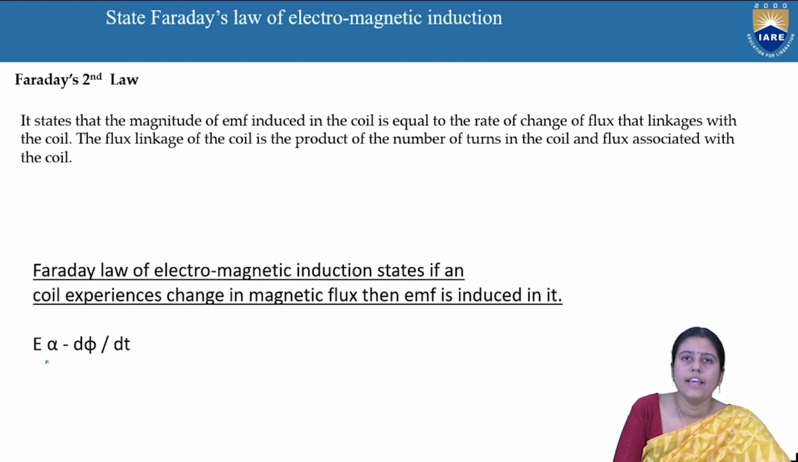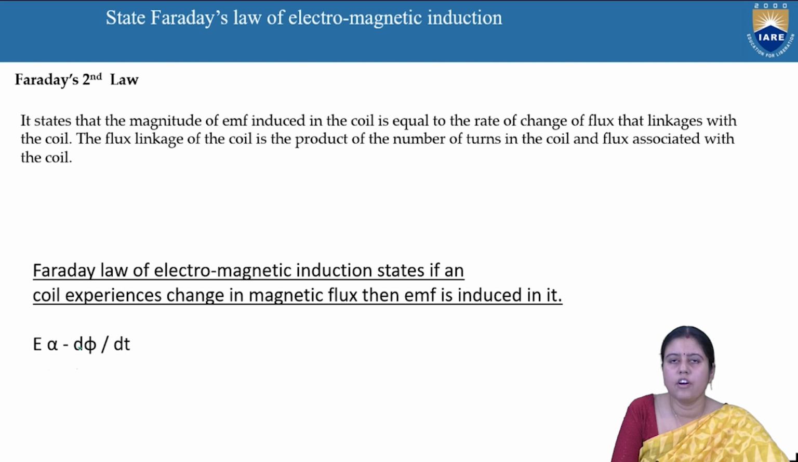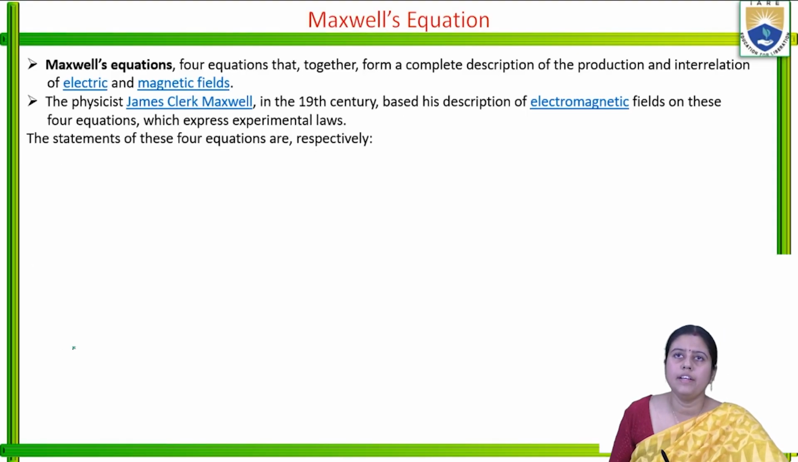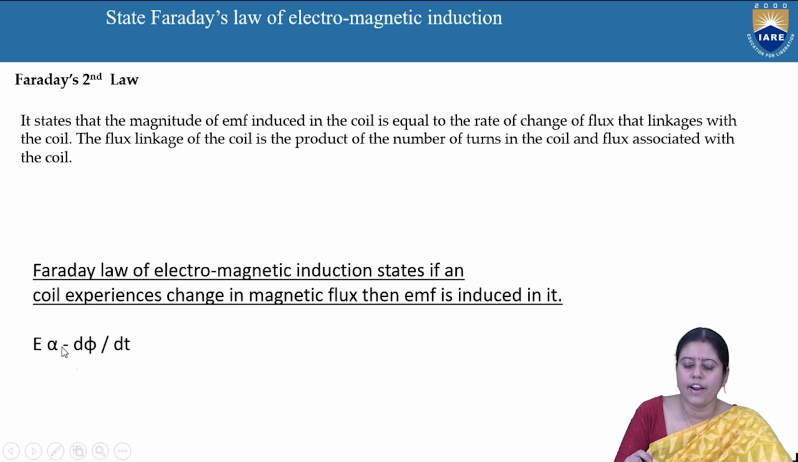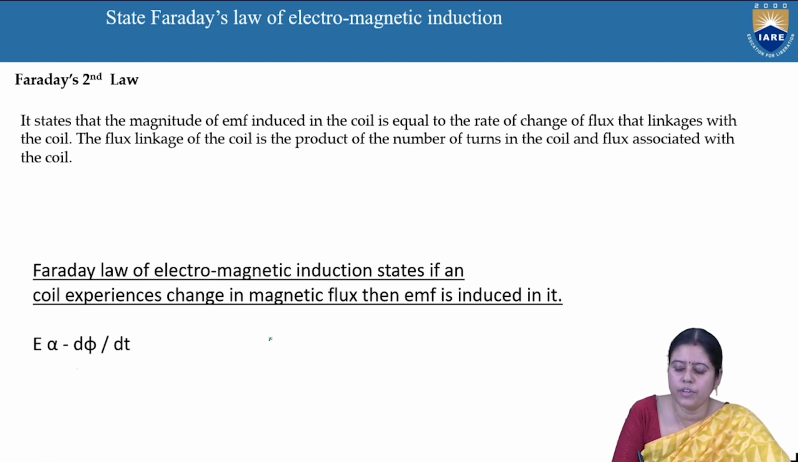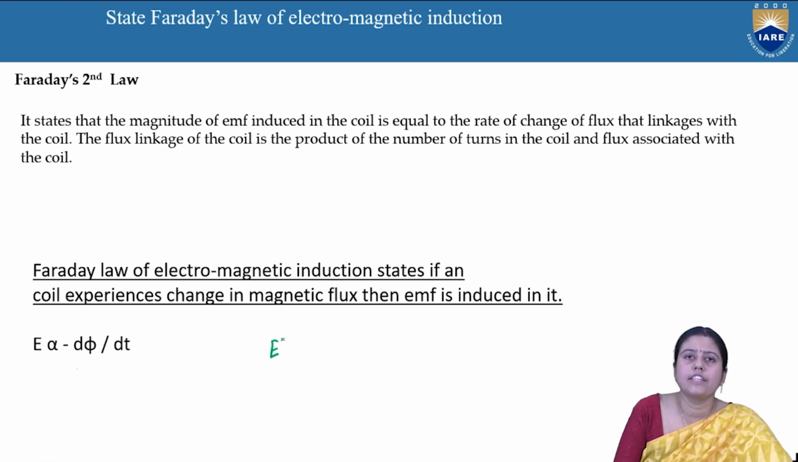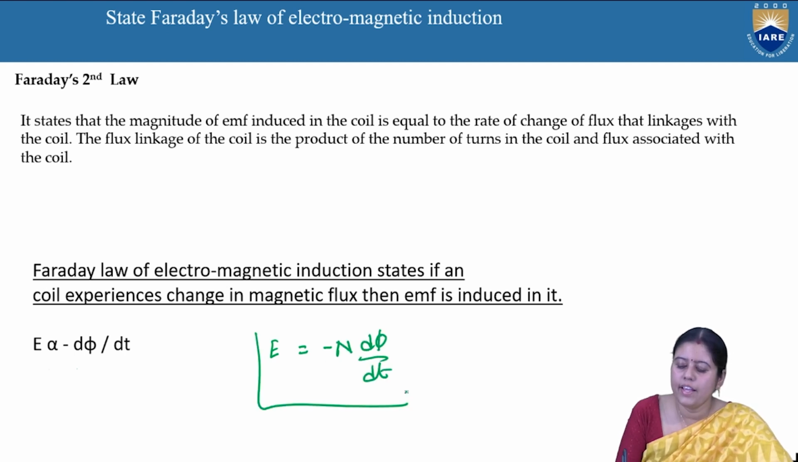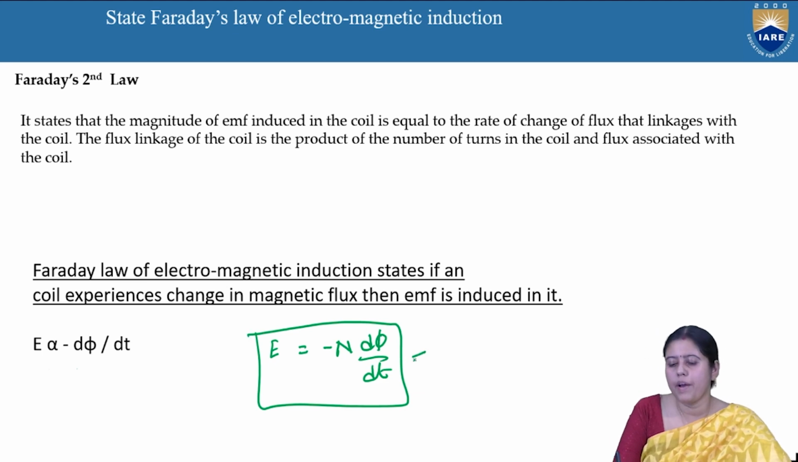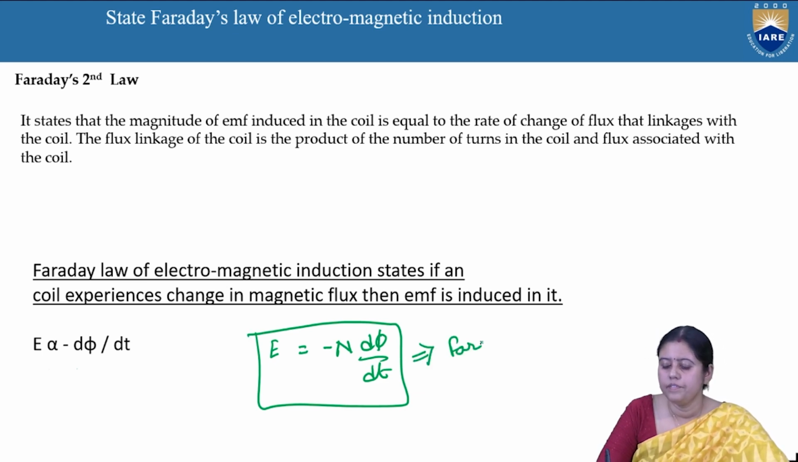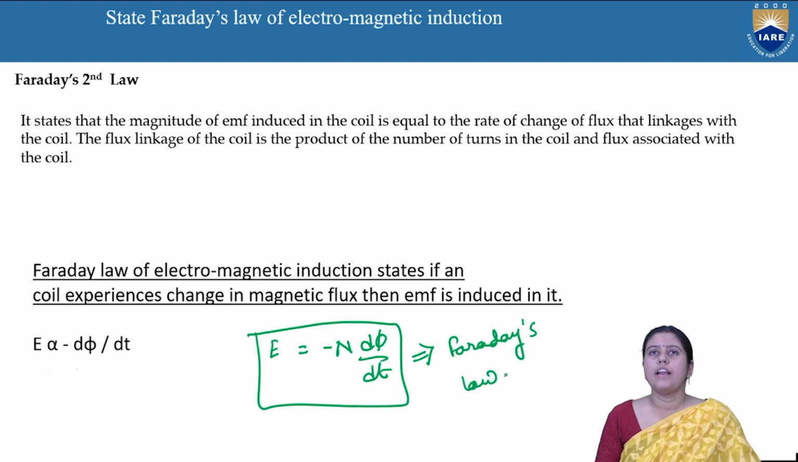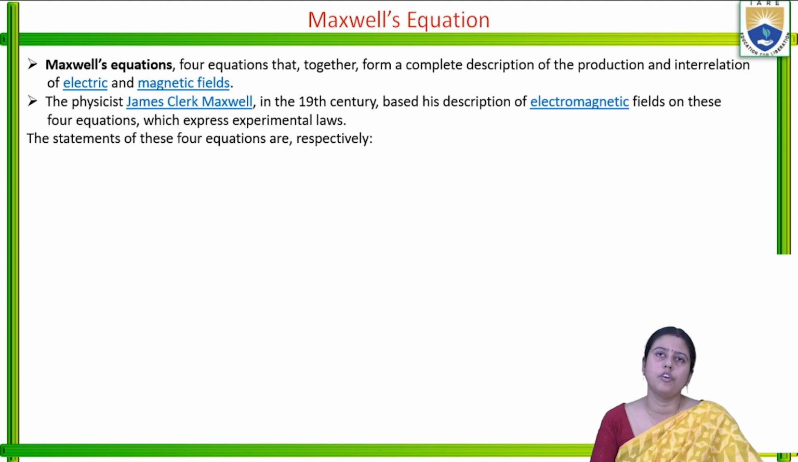So we can write E is equal to the rate of change of flux, d phi by dt. And according to Faraday's third law, or Lenz's law, the direction of the E will be such that it will oppose its cause. So E is equal to minus n d phi by dt, and this is Faraday's law. Now we will discuss Maxwell's equations.